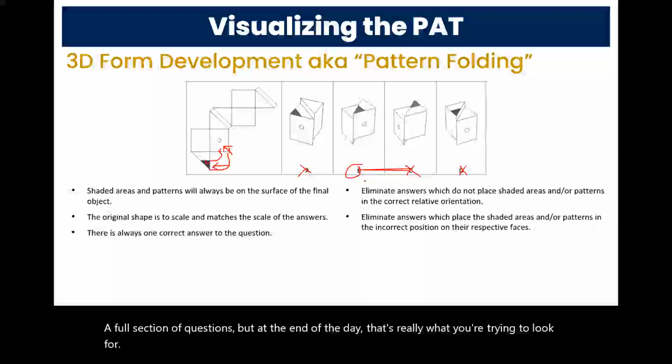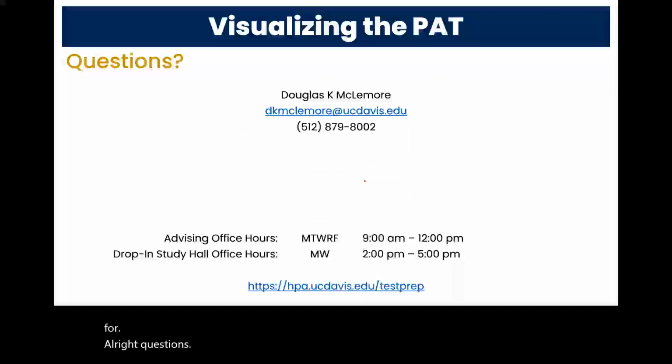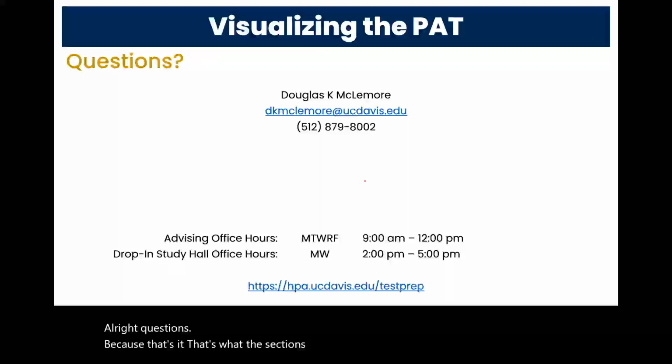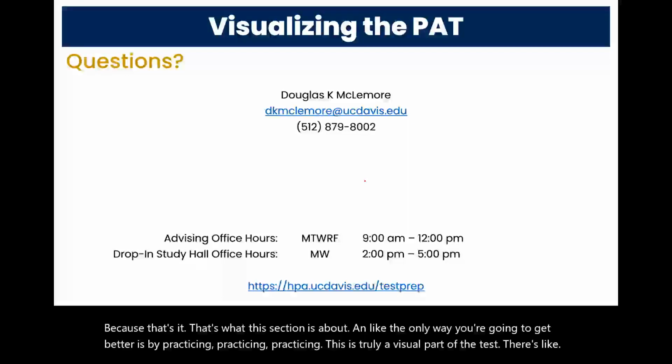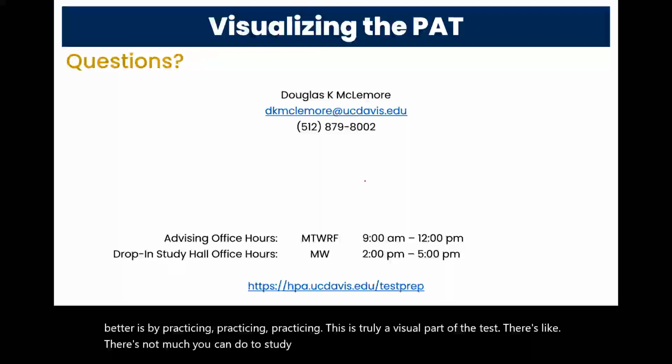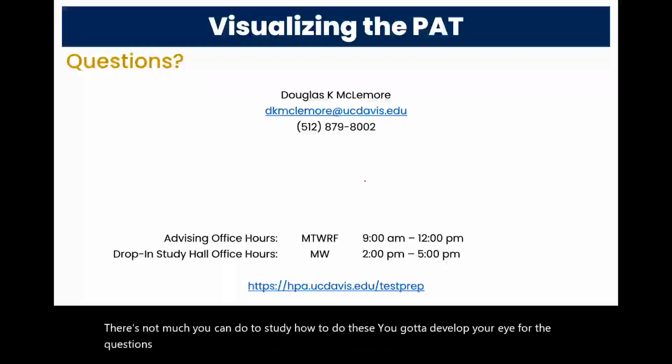All right, questions. Because that's it. That's what this section's about. And the only way you're going to get better is by practicing. This is truly a visual part of the test. There's not much you can do to study how to do these. You've got to develop your eye for the questions and develop your eye for distinguishing angles and things like that. So that's honestly one of the biggest difficulties of these types of things.